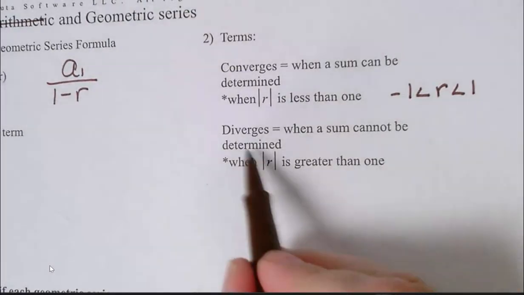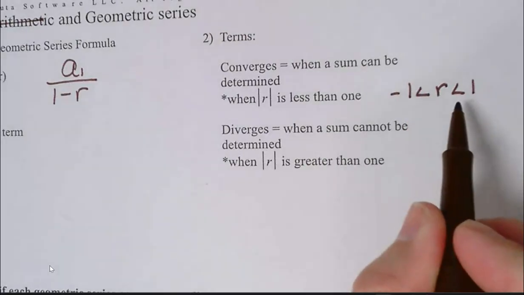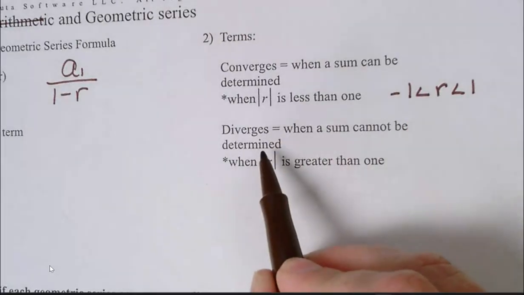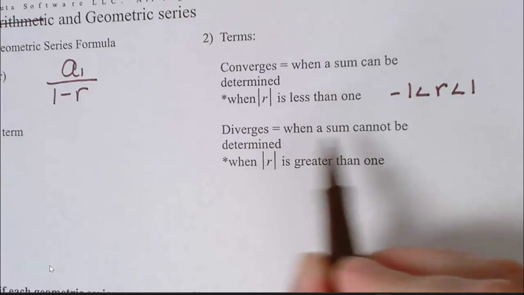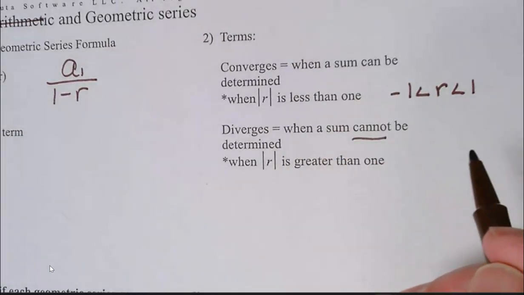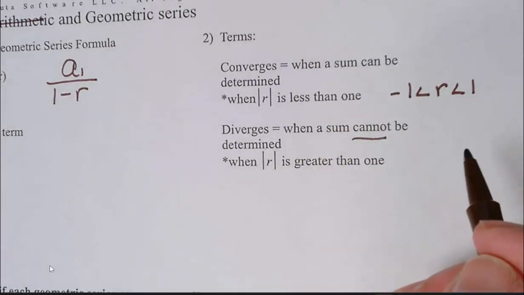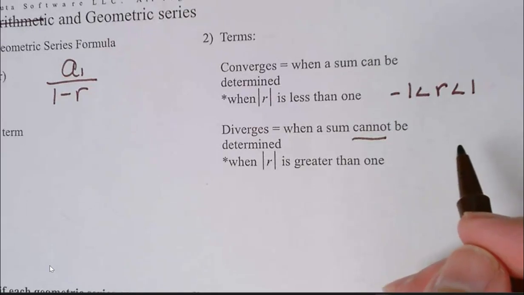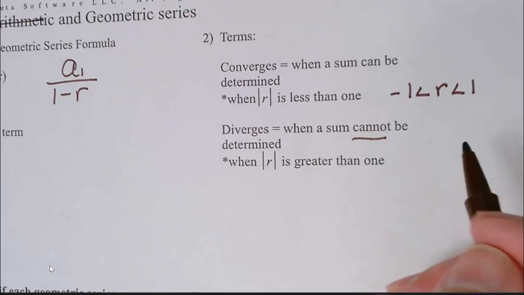Now, if it's not between -1 and 1, it diverges. And what that means is we cannot find the sum. The sum is getting really, really big, and we're really just not headed anywhere other than infinity or negative infinity.